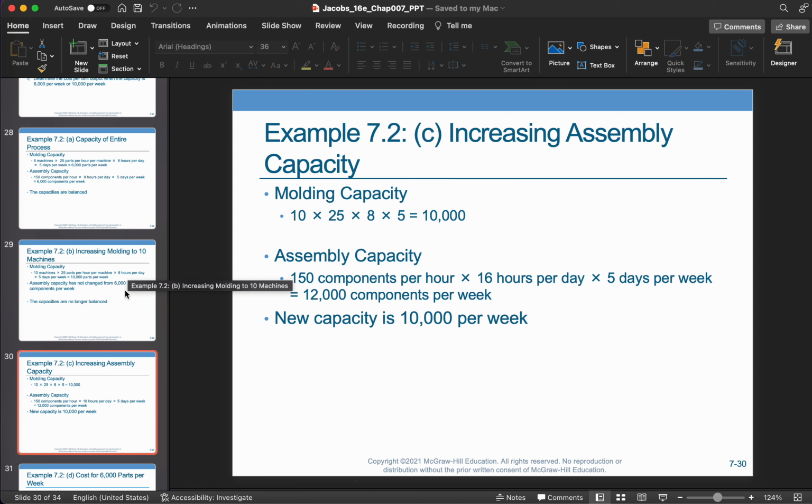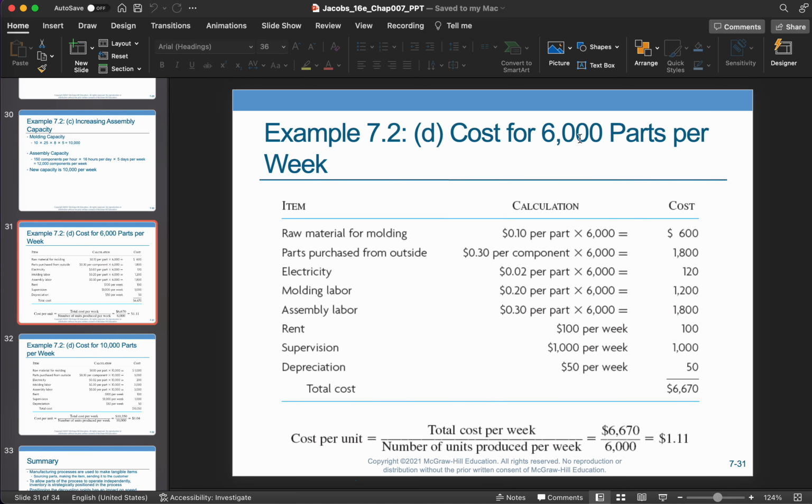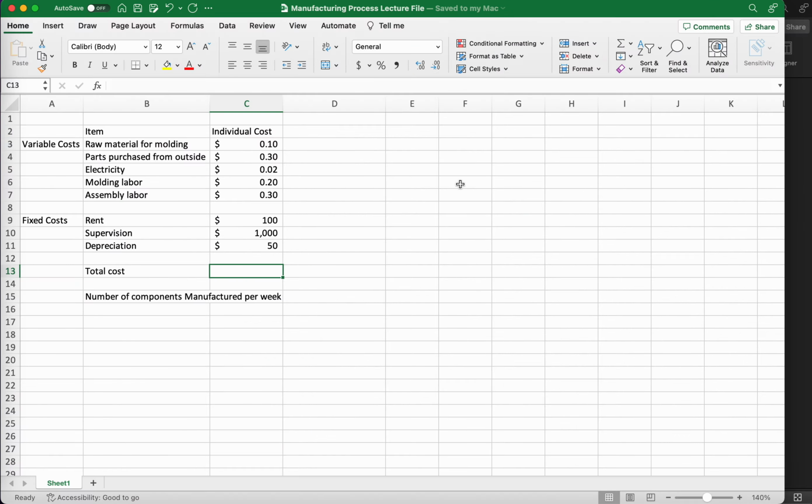That's how many items you can make. So for these two options, where you have 6,000 items per week versus 10,000 items per week, what is the cost per unit? This is a very important metric that you calculate when you're looking at assembly processes: how much are you spending per unit, right? So we have raw material cost for molding, parts purchased from outside, electricity, molding labor, assembly labor. We have all of these labor costs right here.